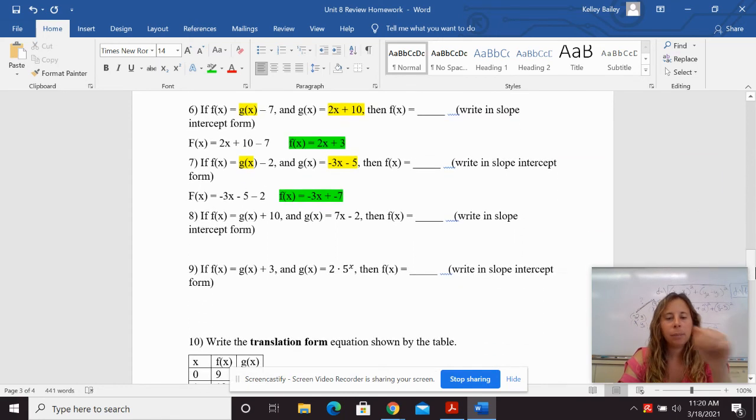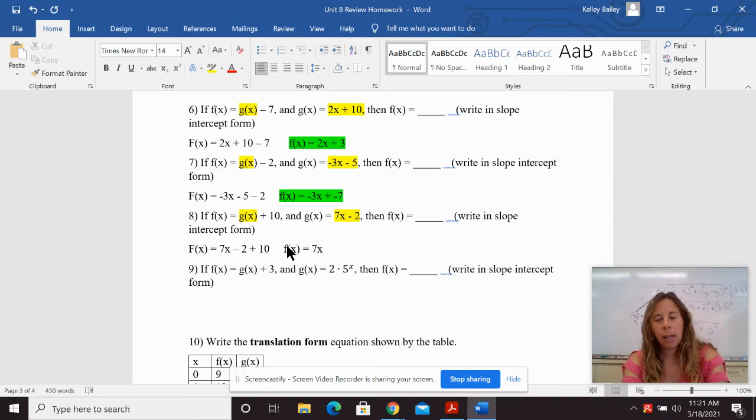All right, number 8. F of x equals g of x plus 10. And we're given g of x, so use your substitution. We're going to substitute in this for g of x. 7x minus 2, and then plus 10. Gotta rewrite your plus 10. 7x, and then negative 2 plus 10, which is 8. Plus 8. And that would be your final answer.